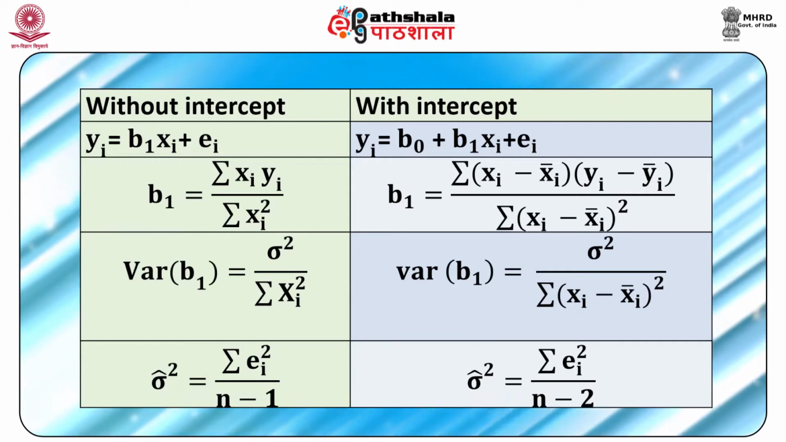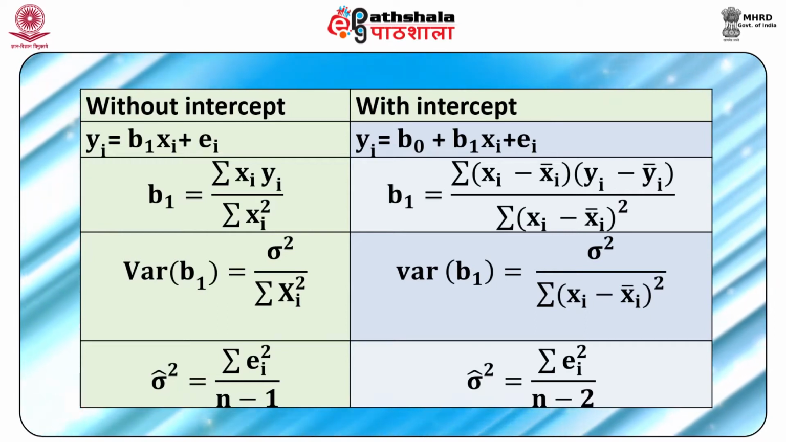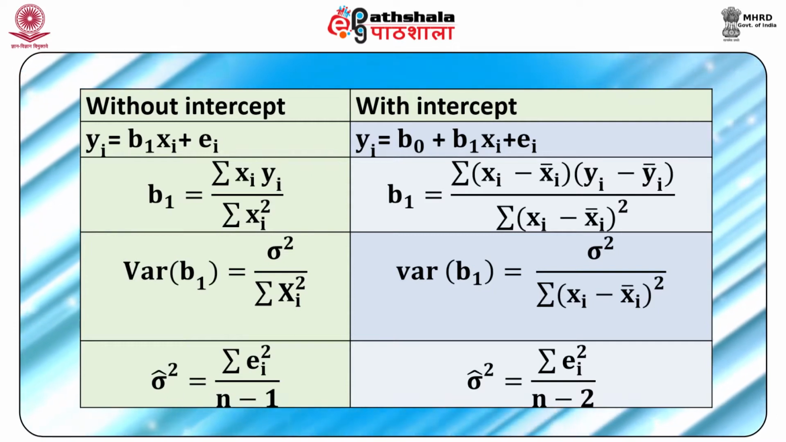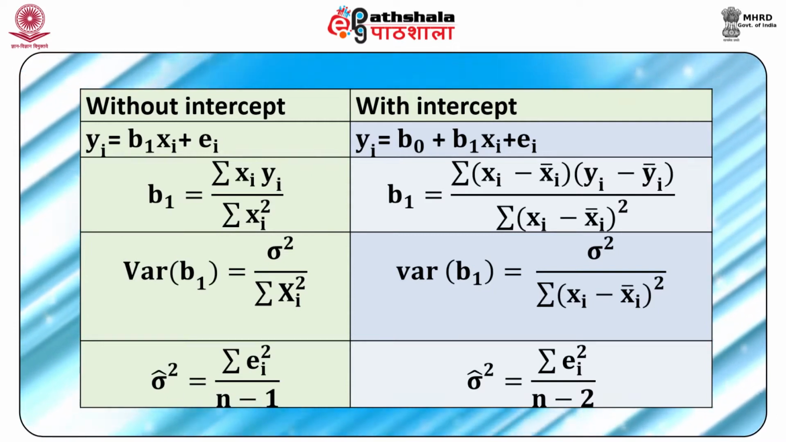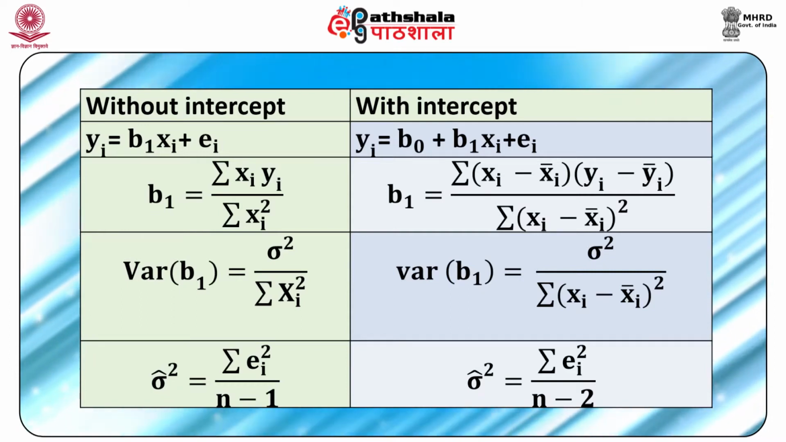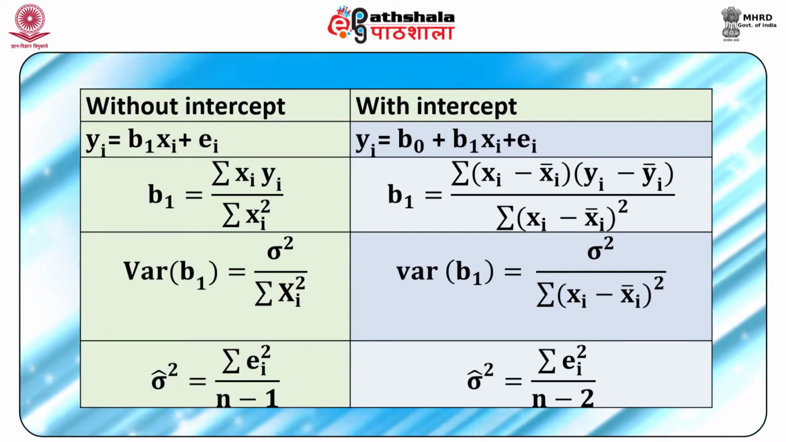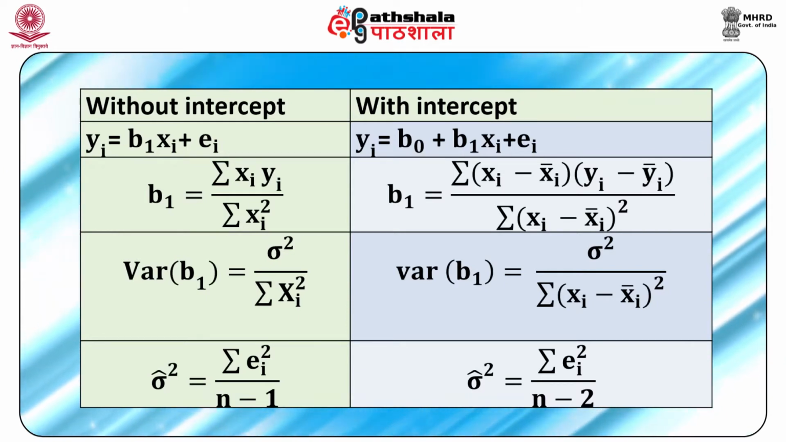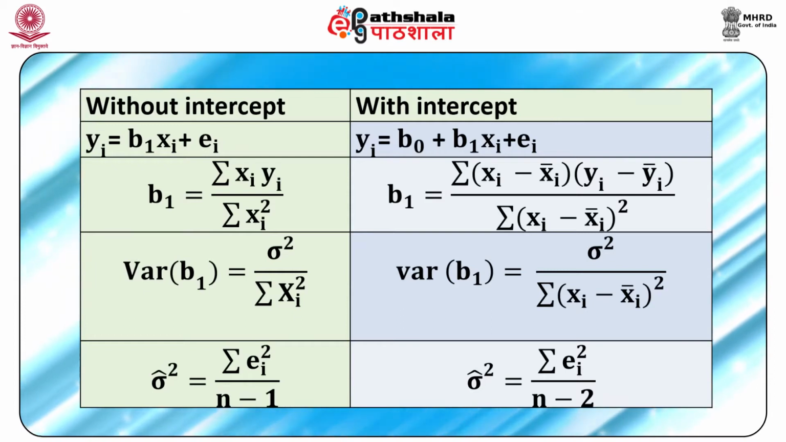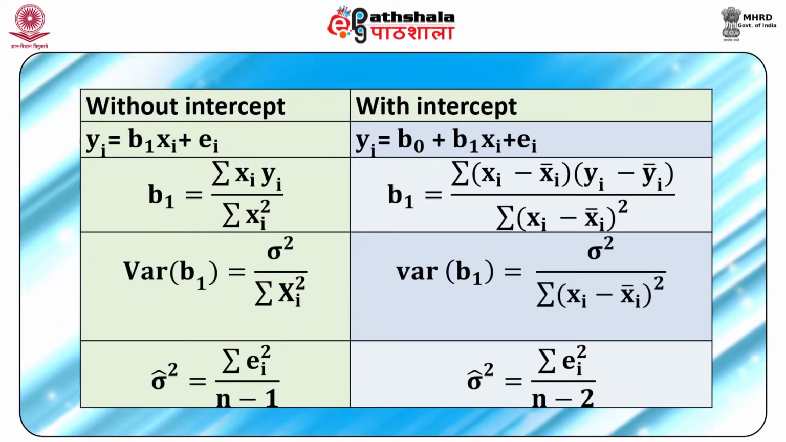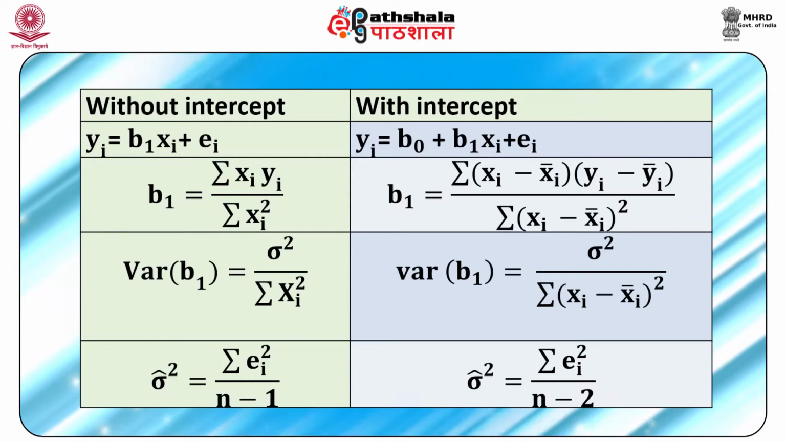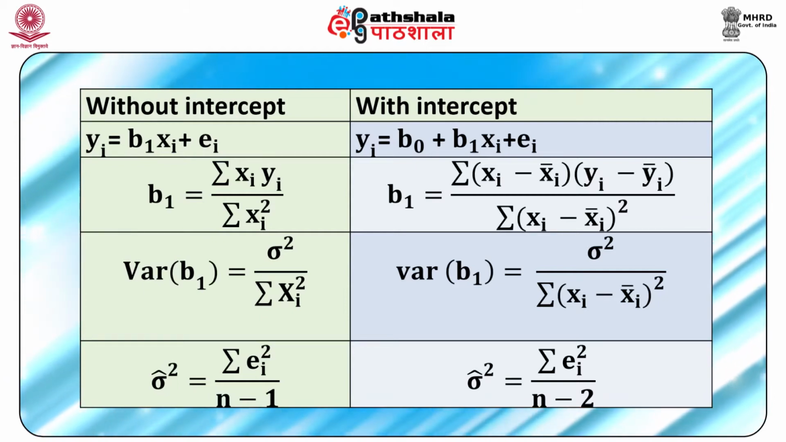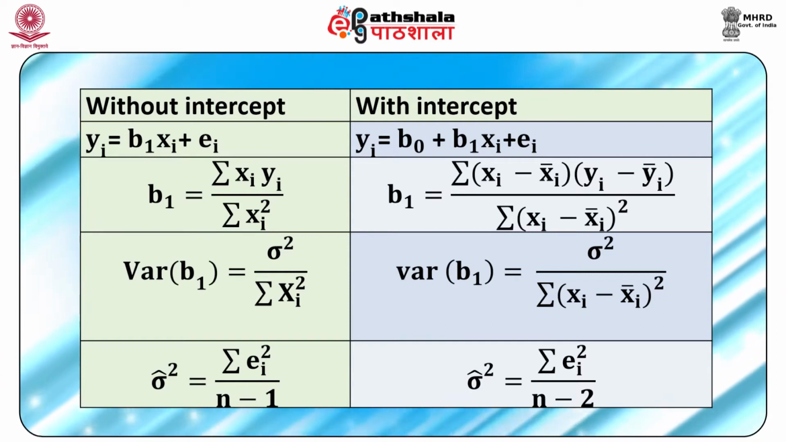And similarly, we find that sigma hat square is equal to sigma ei square upon n minus 1 in the model without intercept, and in the model with intercept it is equal to sigma hat square equal to sigma ei square upon n minus 2. So I am sure you can see how we can compare the different estimates obtained from the sample regression function in the models with intercept and without intercept.